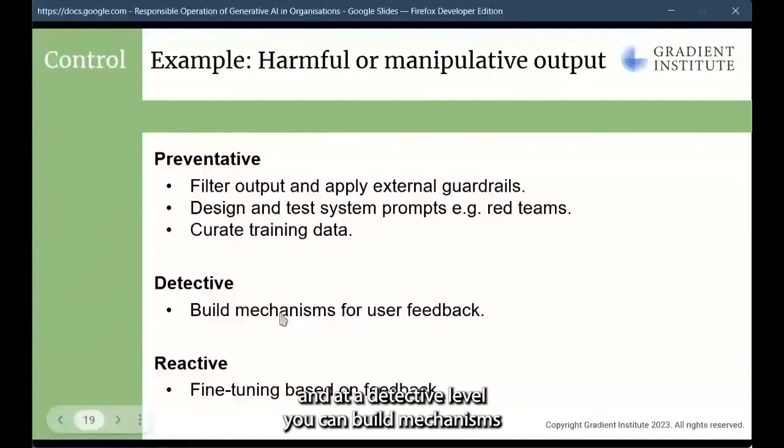At a detective level, you can build mechanisms for user feedback, and then reactive, you need to actually fine-tune the model based on that feedback and build in a control loop there.